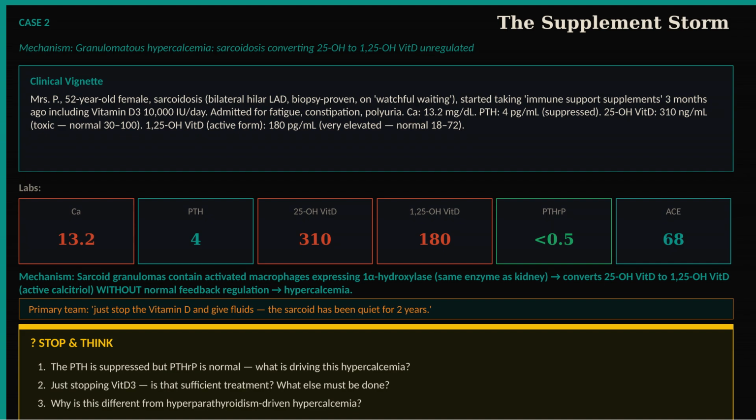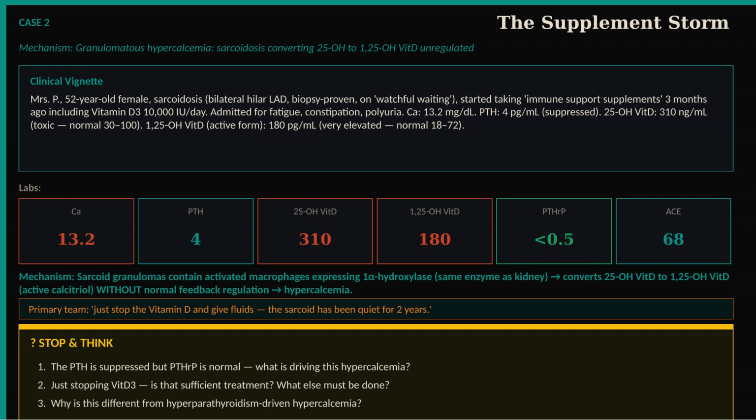Mrs. P, 52, biopsy-proven sarcoidosis on watchful waiting. 3 months ago, she started immune support supplements, including vitamin D3 at 10,000 units a day. Now she's admitted with fatigue, constipation, and polyuria. Calcium, 13.2. PTH, suppressed at 4.